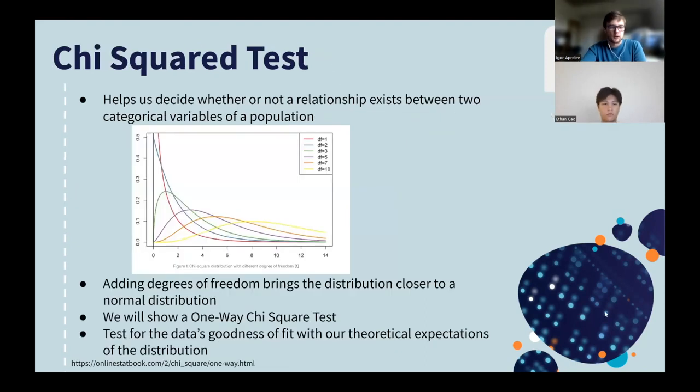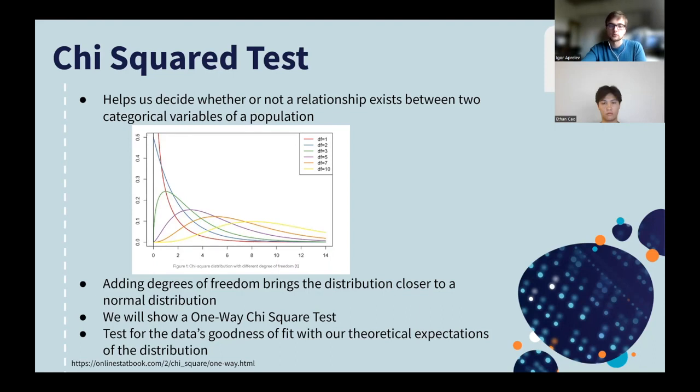Okay, so we're going to talk about the chi-squared test next. It's a little bit more of a niche statistic. You use it in situations where you need help deciding whether or not a relationship exists between two categorical variables of a population. So categorical variables are non-numerical data usually, and so for example, this could be for perhaps height and weight of a population. We could run a chi-square test on this data, and that could tell us whether or not there's some kind of relationship.